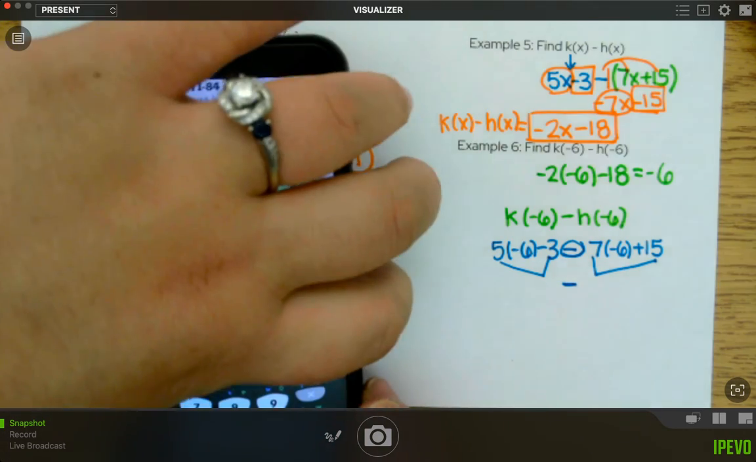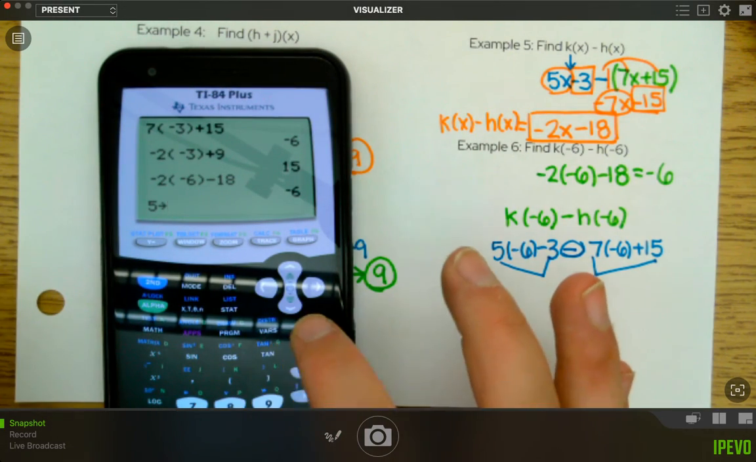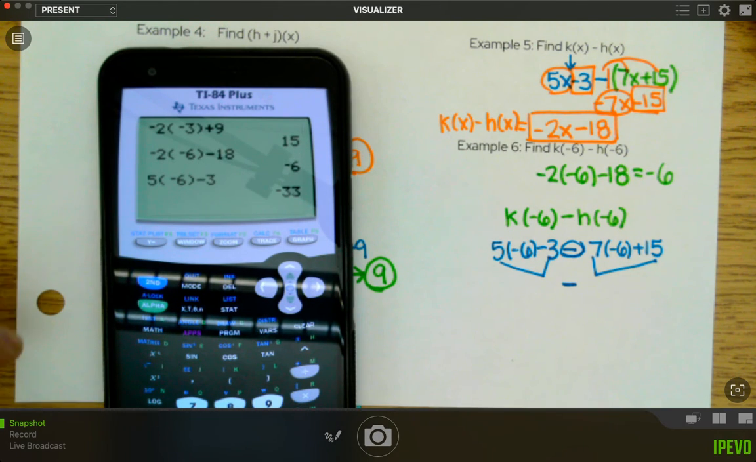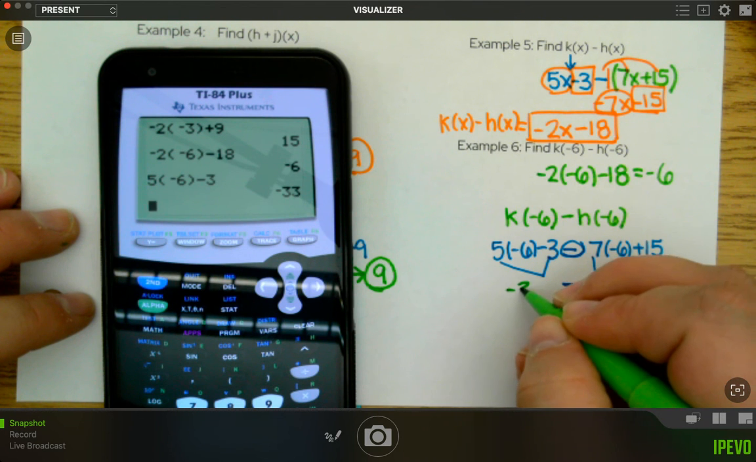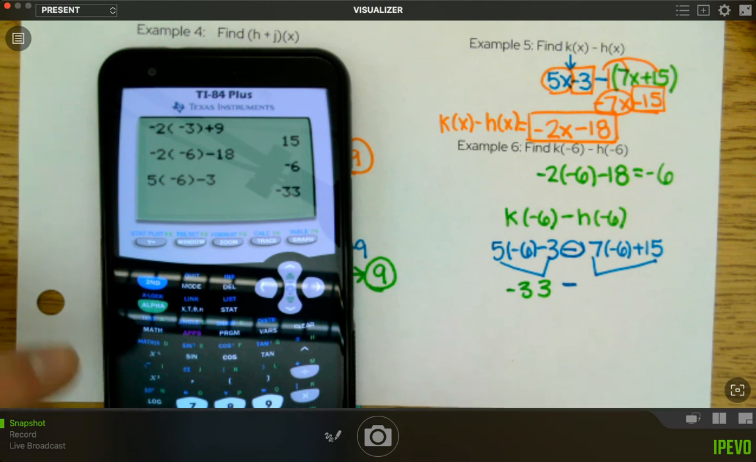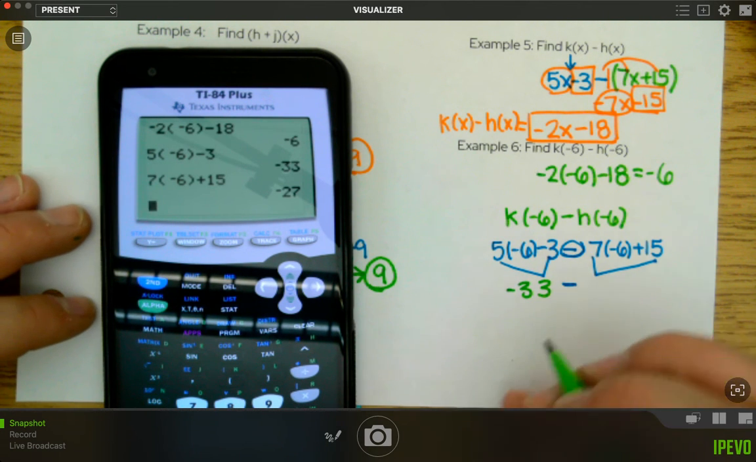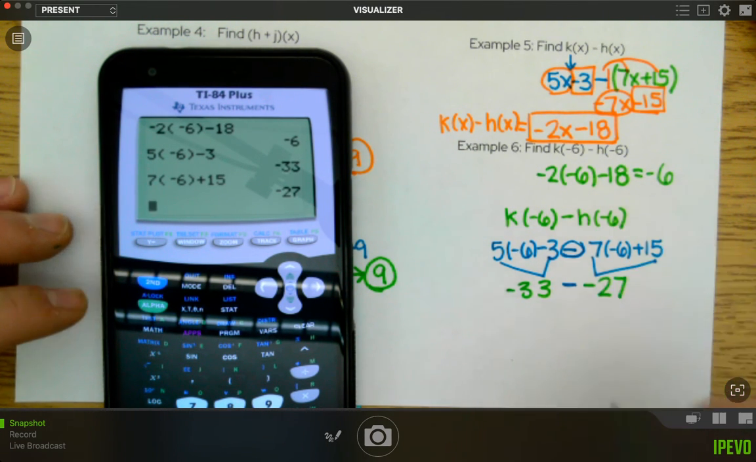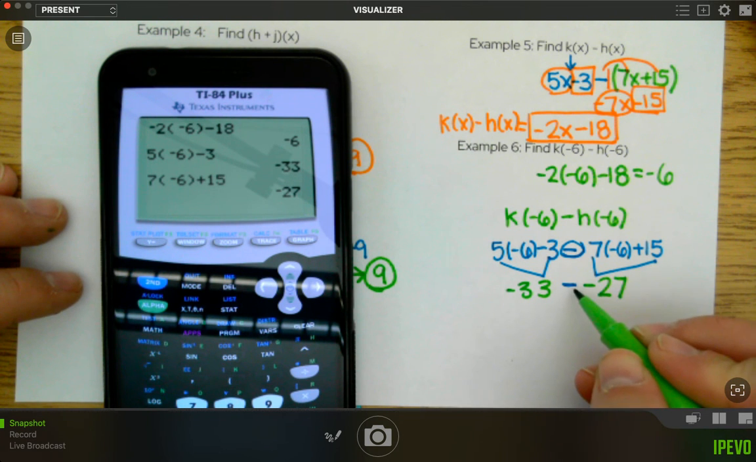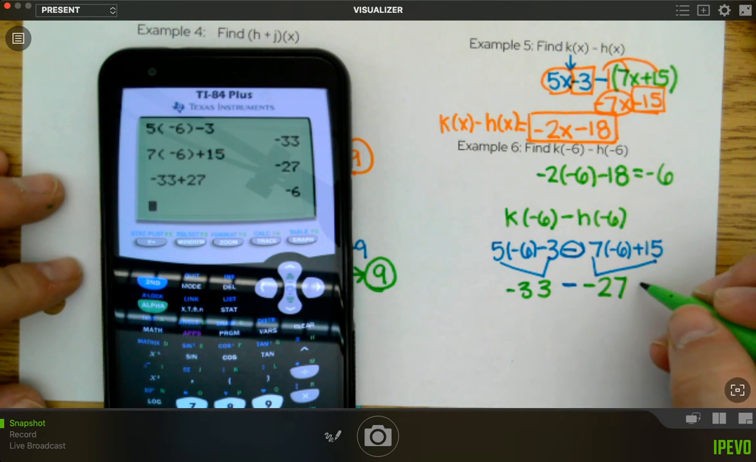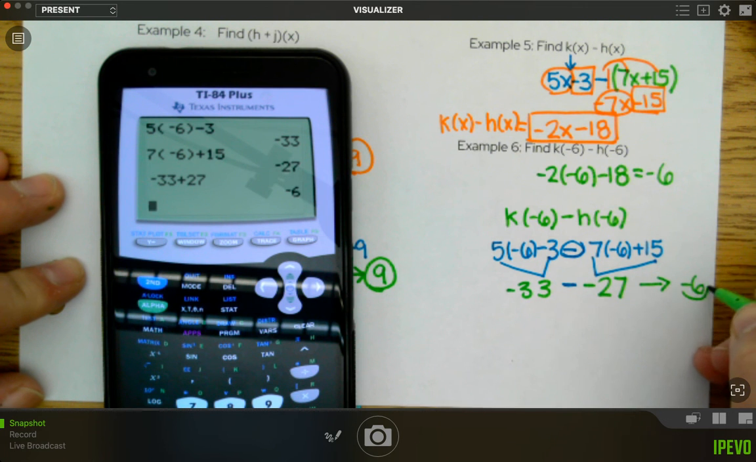So 5 times -6 minus 3 is -33, minus 7 times -6 plus 15, which is -27. And some of you will remember that this basically becomes a plus. So we're really doing -33 plus 27, which, look at that, is -6. You get the same answer we did up here.